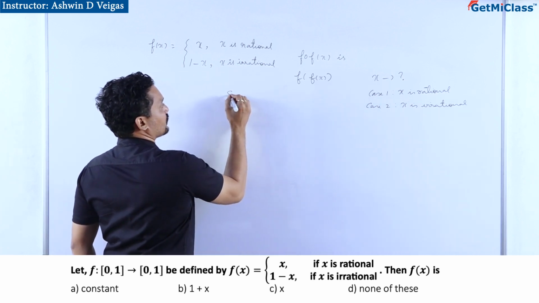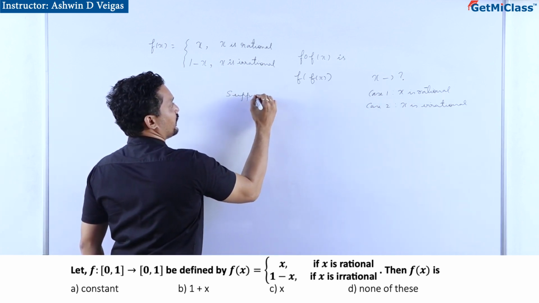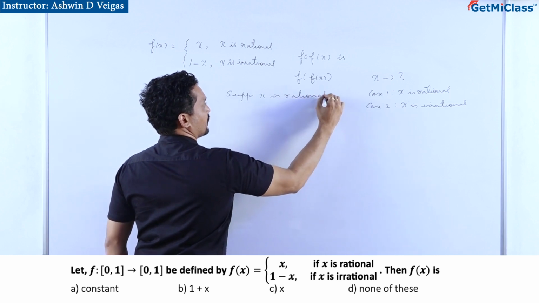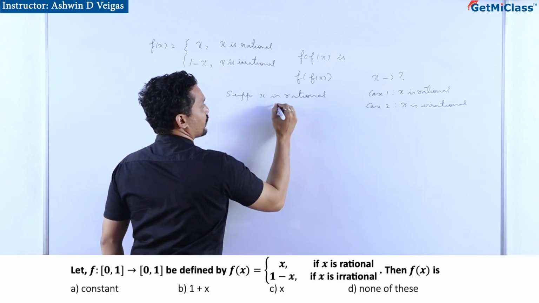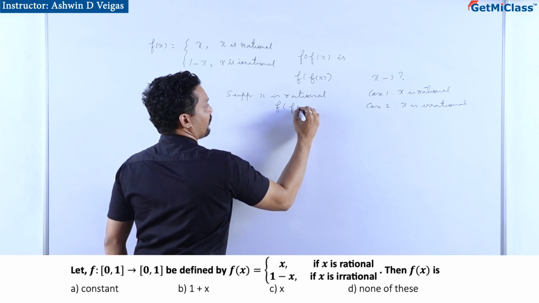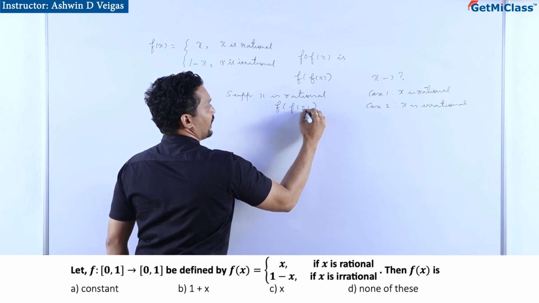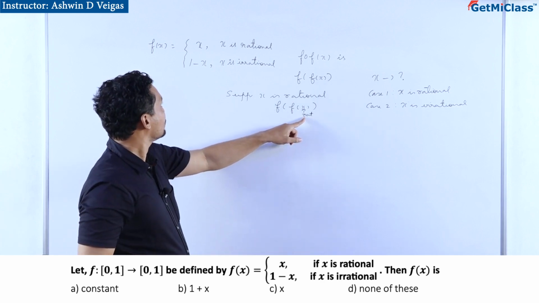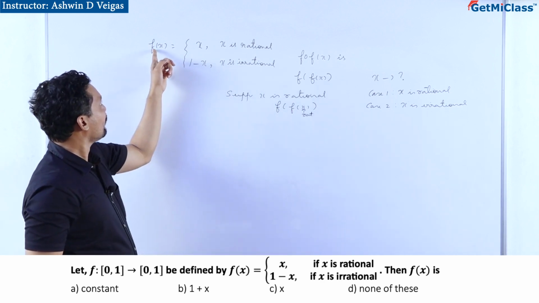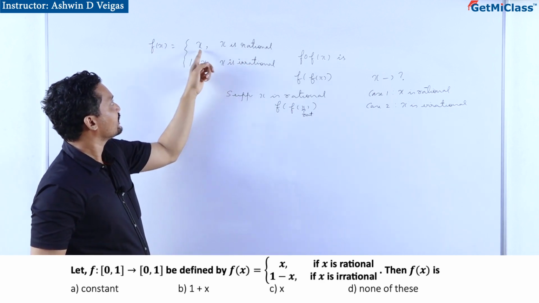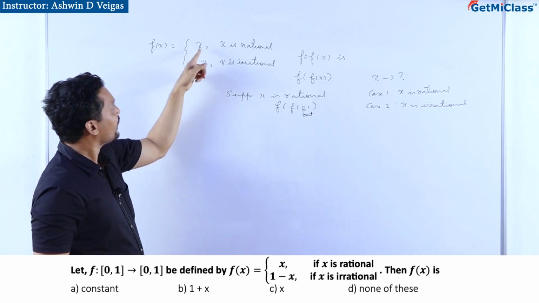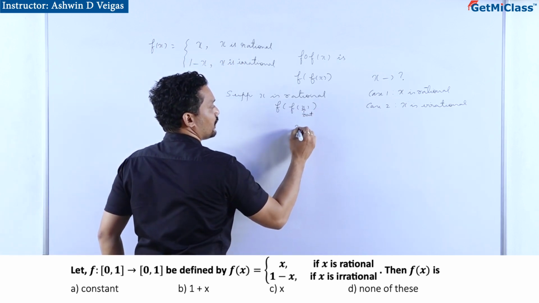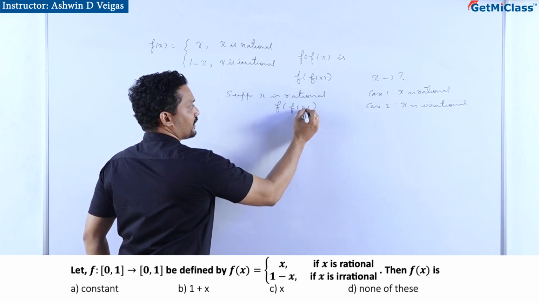Suppose x is rational. Then now we will talk about f of x. So, if x is rational, what is f of rational? Now, you know f of rational is x. So, f of x is x if x is rational. So, what happens is f of x will be x.